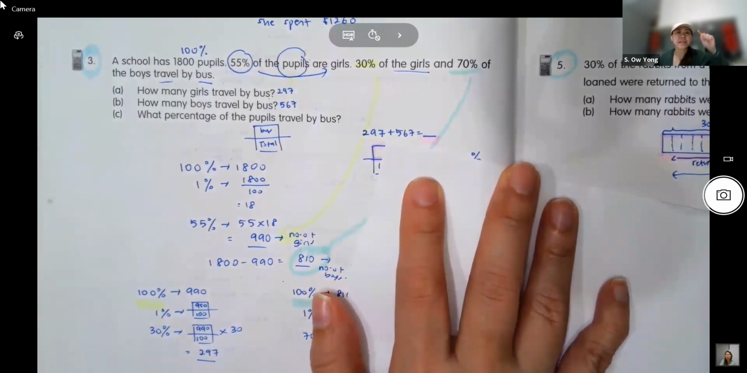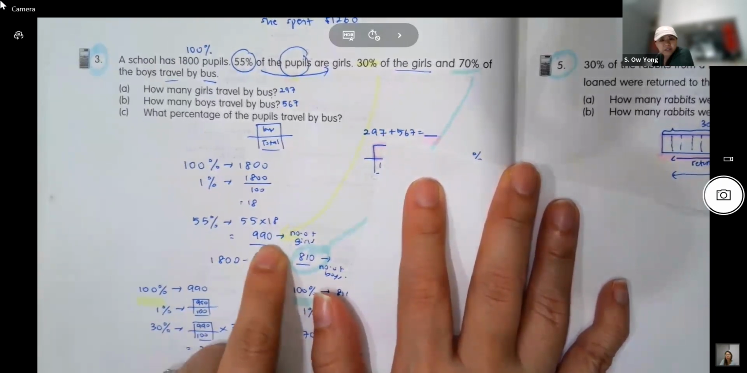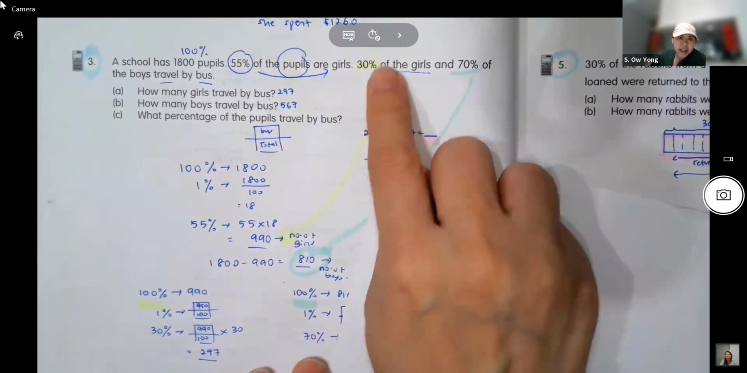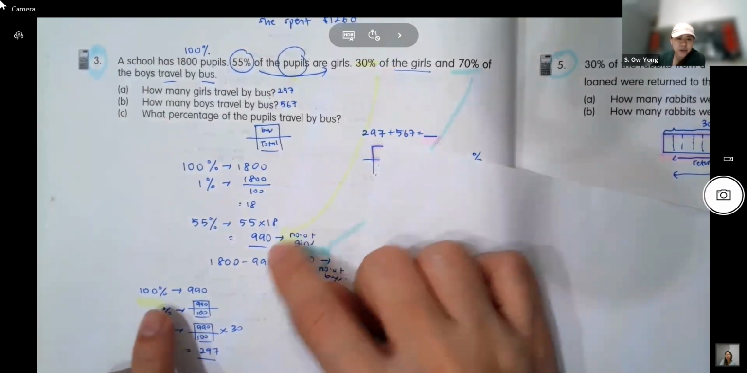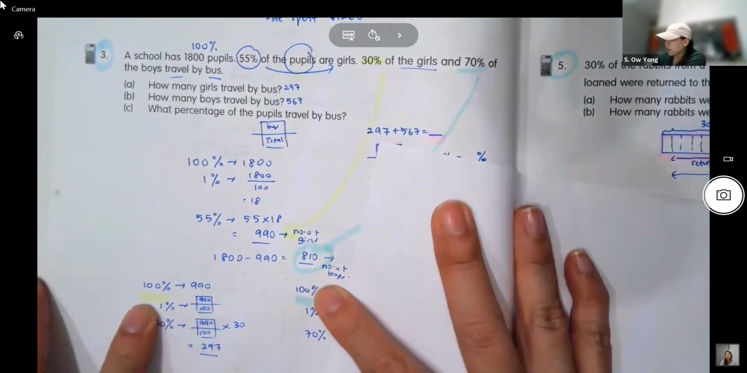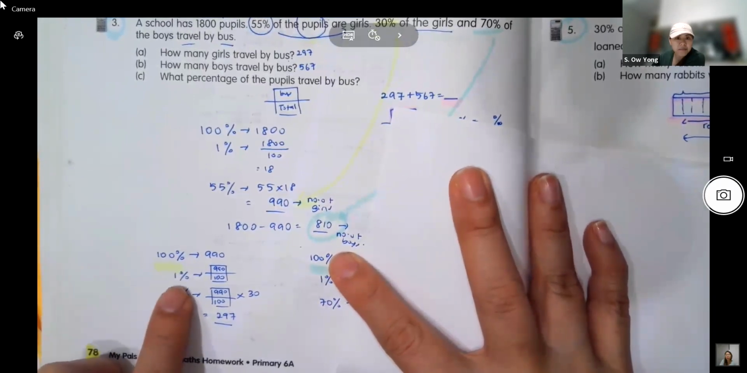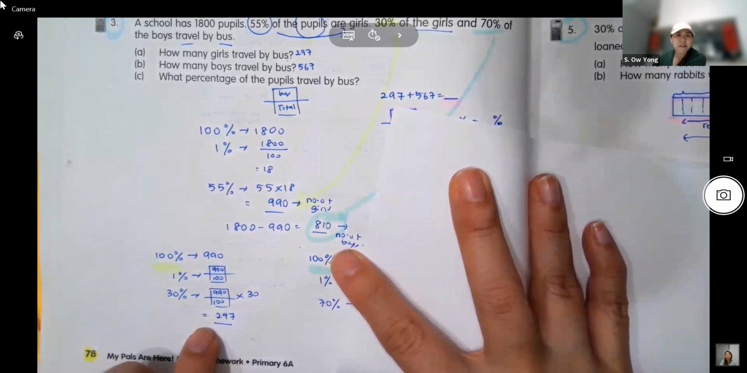Because they say 30% of the girls, so the 30% must be of the girls. You realize that I highlight this in yellow to tell you that now this 990 is the 100% that represents the number of girls. Then you find 1%. After that, you find 30%. Okay? I let you write down. You may even pause the video for a while to write down. And of course, you repeat the steps for the boys.